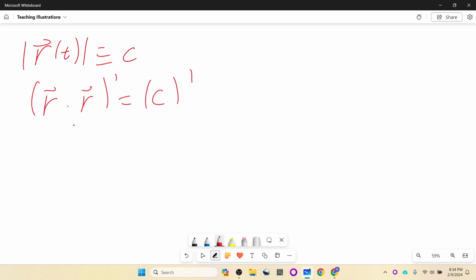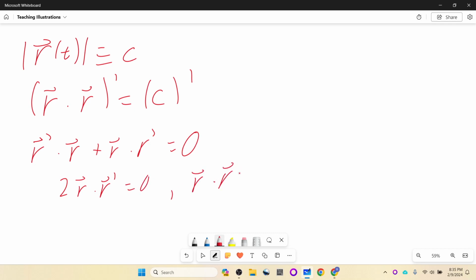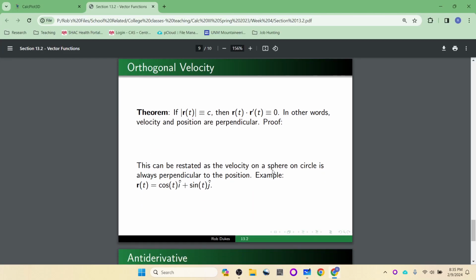And so if we take the derivative of both sides, we do the product rule. Remember, the magnitude is the square root of r dot r. So if it's constant, then its square is also constant. So we get r prime dot r plus r dot r prime, and the derivative of a constant is 0. So 2 r dot r prime is 0, which means r dot r prime is 0. So r and r prime are at right angles to each other. So on a circle, the velocity is always perpendicular to the position.